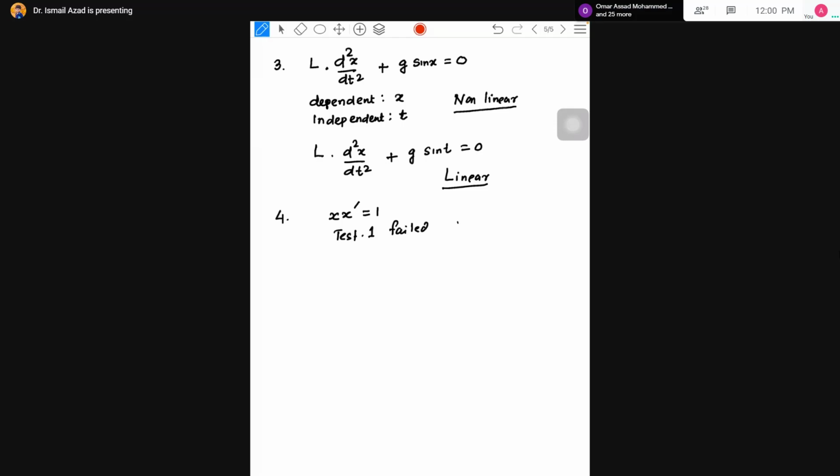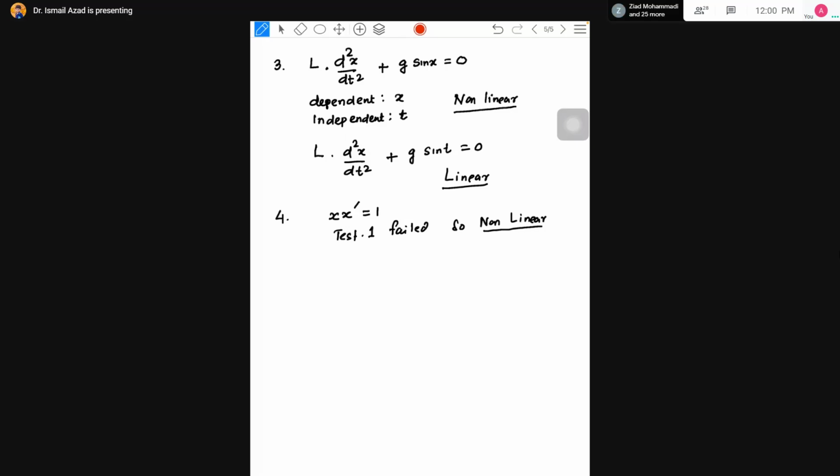Failed, so non-linear. You don't need to write test 1, test 2. I am just asking you to make it easy. I have categorized, but after practice you will see where it fails. To say linear, you have to check all three conditions. To say non-linear, if you find anything once, you say non-linear. Got the point?